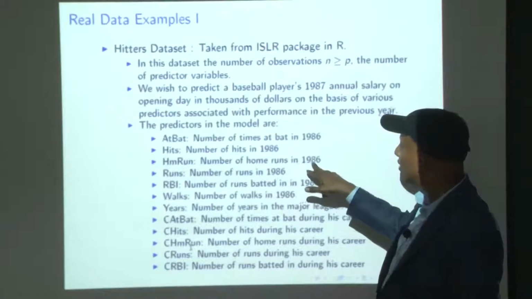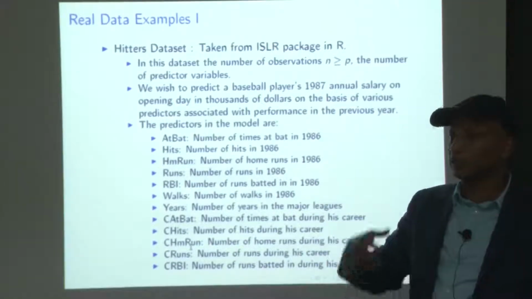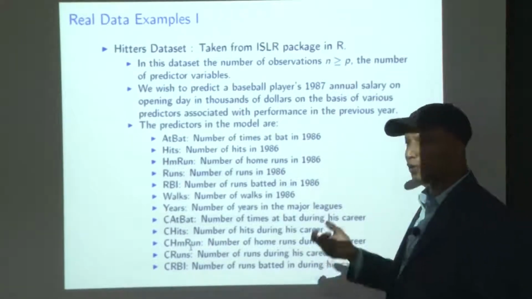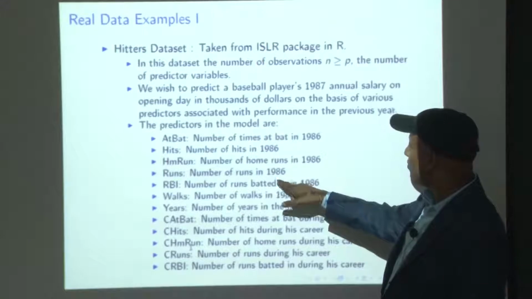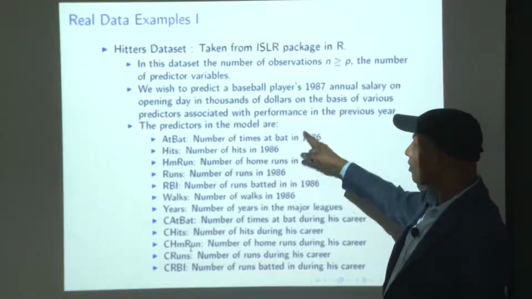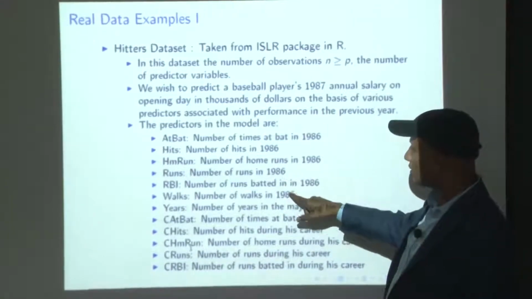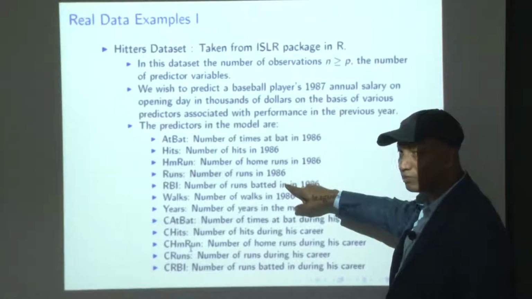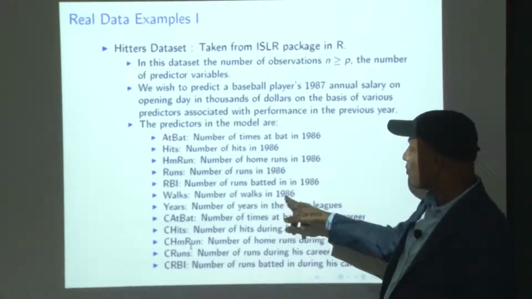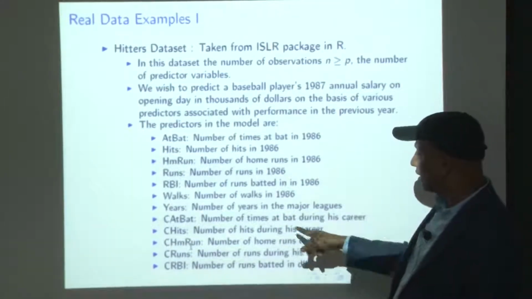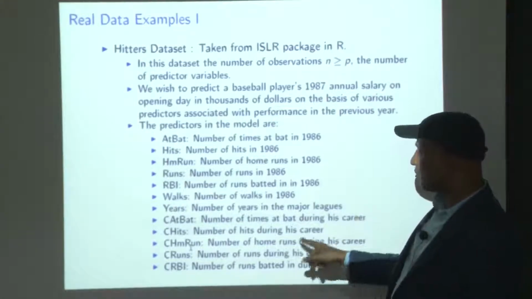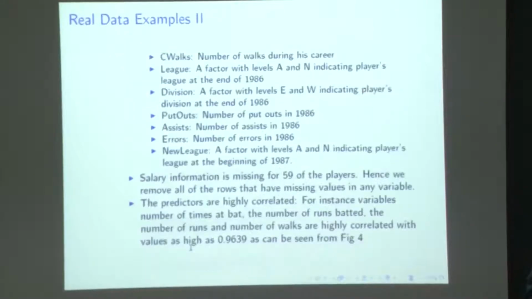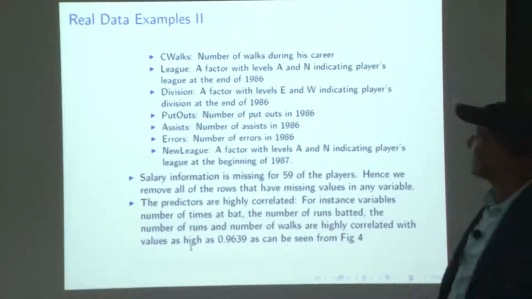The number of home runs in 1986, like hometown versus when you are out of the hometown, because there is a difference, right? That's what you always see. Number of runs in 1986. So number of bats versus number of runs. You should look at these, because these are different, but again very much related. Number of walks, number of years in the major league, number of times at bat during his career, number of hits during his career, and so on. Too many variables, but it's a very nice data set already collected.